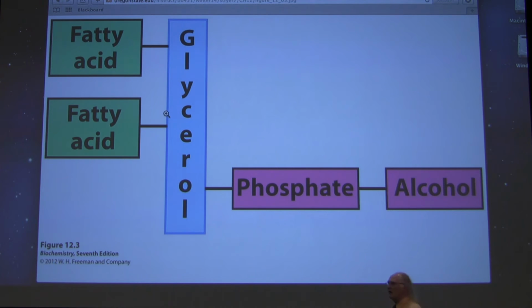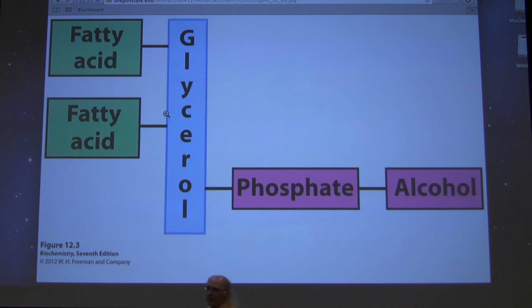Now, fatty acids, if I link them to a glycerol backbone. Yes, question? Are omega and delta only for saturated fatty acids? Omega and delta are only for unsaturated fatty acids, because they're identifying the position of the double bond. Once it has a double bond, it's no longer a saturated fatty acid.